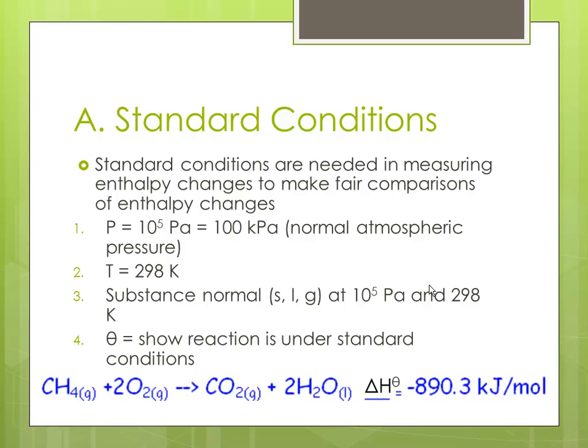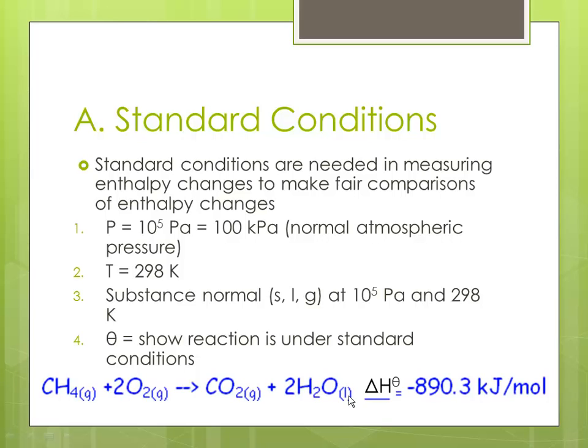In this case, about 100 kPa, which is normal atmospheric pressure, basically 102. Temperature, room temperature, 25 degrees Celsius, which is 298 Kelvin. And this is for normal substances, solid, liquid, and gas. So basically it's saying at what phase, at normal pressure, normal temperature, will the substance be. The theta shows that it's under standard conditions. So that theta means it's at 298 and 100 kPa.